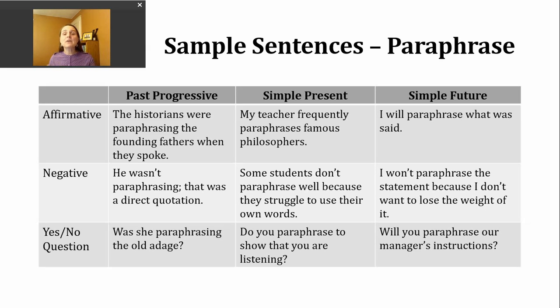If I want to make a negative simple present sentence, I'm going to use do not and the base verb or does not and the base verb. You might also hear native speakers use don't or doesn't and the base verb to make this simple present. Let's look at an example sentence.